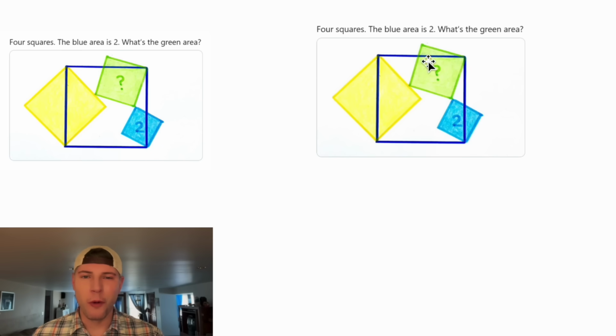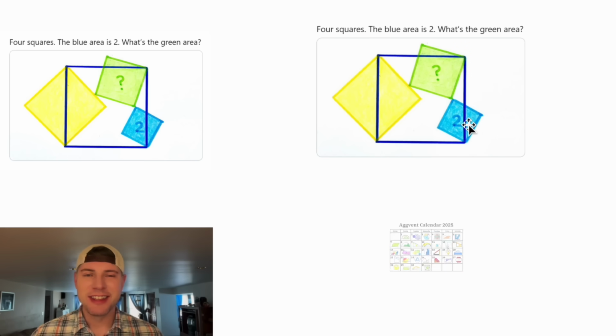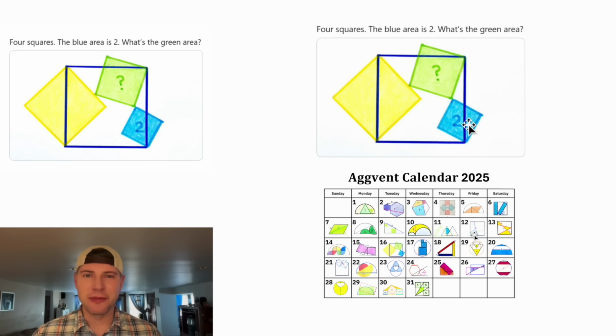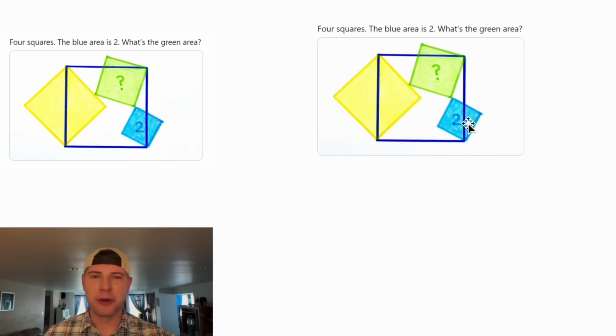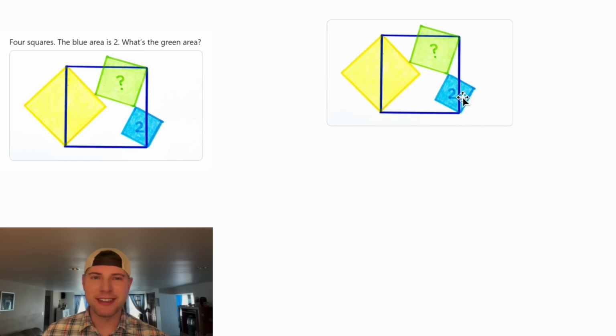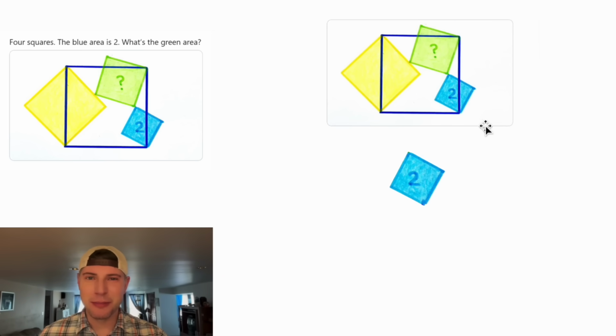We're given 4 squares, and this one has an area of 2, and it wants us to find the area of the green square. This is day 16 of the 2025 Advent calendar. It's my goal to solve all these by the end of March 2026. And if you want to try this one, pause it right now, because I'm going to solve it in 3, 2, 1. First, I want to focus on this blue square.